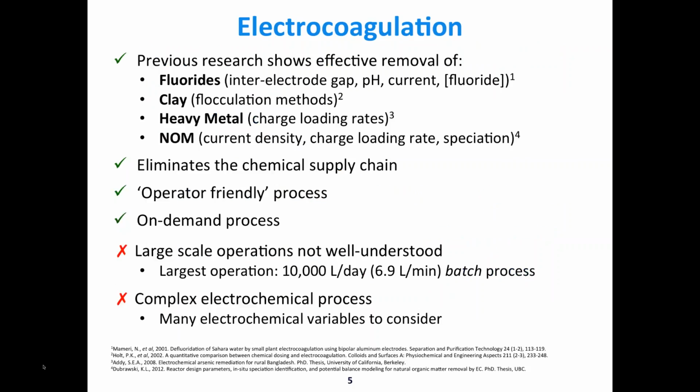So in previous research, electrocoagulation has been shown to be effective at removing fluorides, clays, heavy metals such as arsenic and mercury, as well as natural organic matter. It's good because it eliminates that chemical supply chain. Instead of supplying a community with chemicals, you're now synthesizing the chemicals on site. It's known as being operator friendly when designed properly, and it's an on-demand process. So what's yet to be uncovered is how it works at a large-scale operation. So currently the largest operation is 10,000 liters per day, which is about 7 liters per minute.